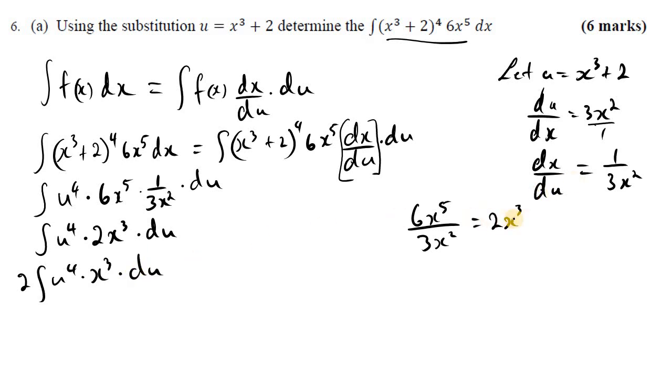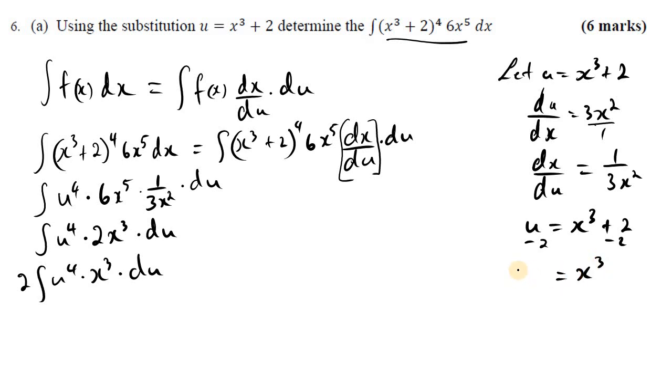Alright, now in terms of u equals x cubed plus 2, we can make x cubed the subject by subtracting 2 from both sides. And so we have x cubed is equal to u minus 2. Alright, so we can replace the x cubed that we have here with the binomial u minus 2.